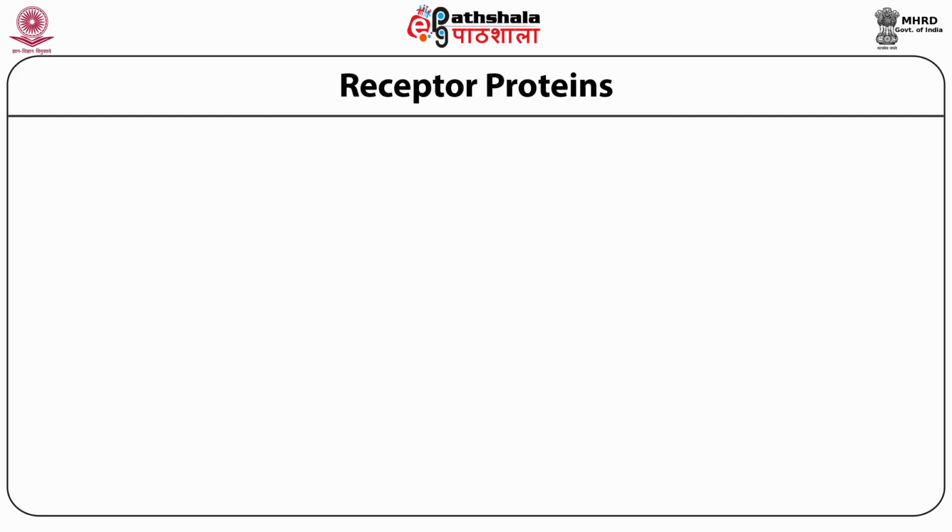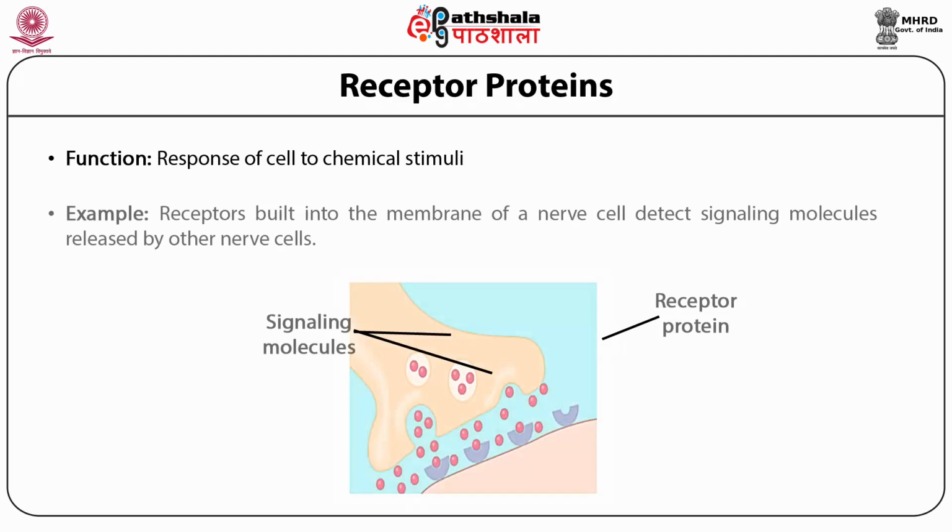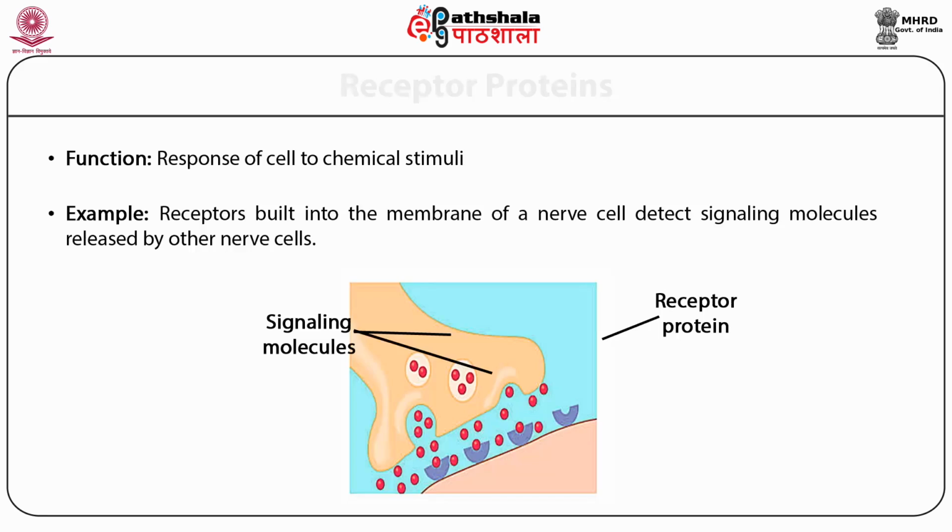Receptor proteins, that means the response of the cell to chemical stimuli. They receive the signals as well as process them. For example, receptors built into the membrane of a nerve cell detect signaling molecules released by other nerve cells. That means the signaling molecules bind to the nerve cell's receptor protein. This is the function of another class of proteins.